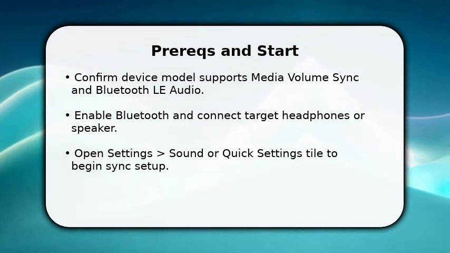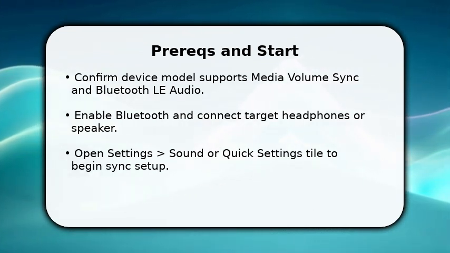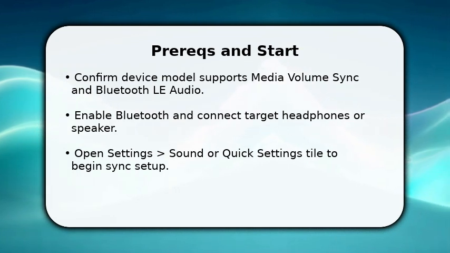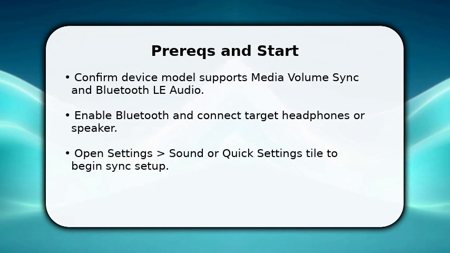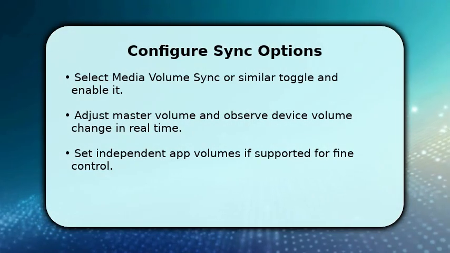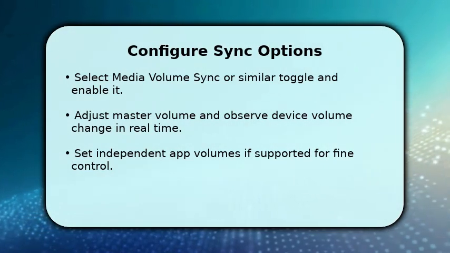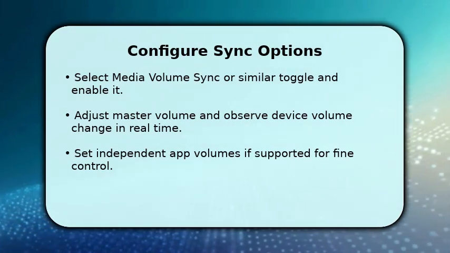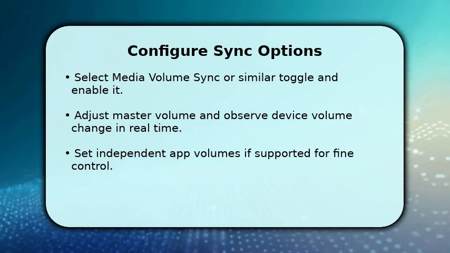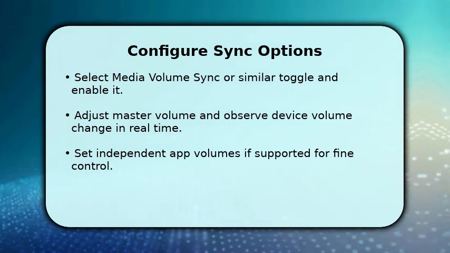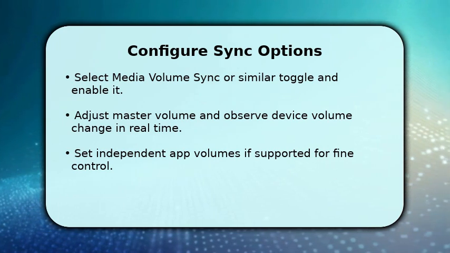Now tap the media output or device name to reveal advanced options. This starts the sync process, so the phone and headset can share volume control and consistent gain level. Once the media volume sync option appears, enable the toggle. This binds your phone's master volume to the connected accessory. You'll see the handset volume slider move when you change headset volume, and vice versa.